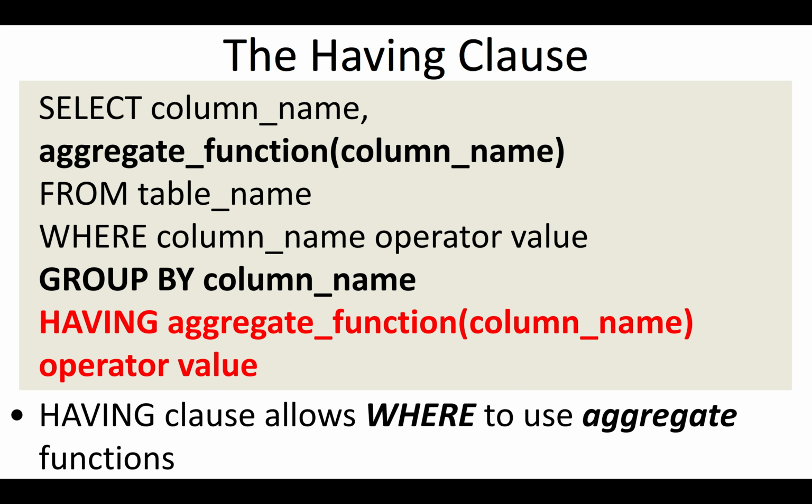So the generic syntax is that you can have aggregate functions not only in the SELECT clause, which we already know GROUP BY allows us to do, but HAVING also allows you to add aggregate functions in the WHERE clause. So let's look at a couple of examples.